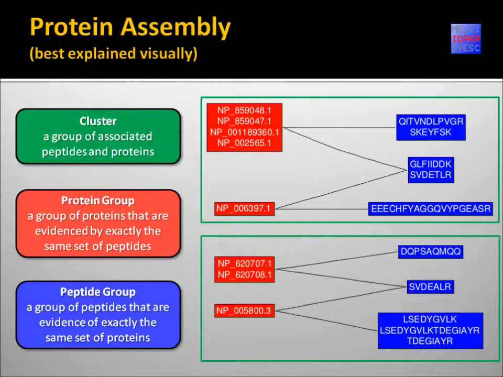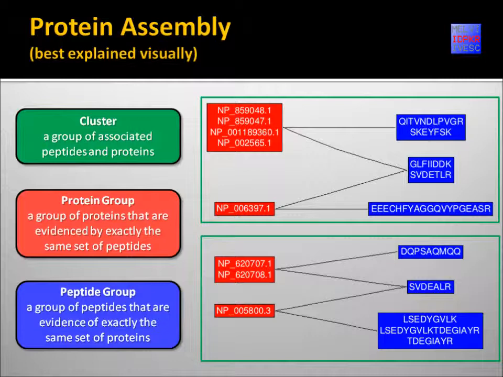My favorite part, protein assembly. IDPicker has an easily comprehensible approach to this difficult task. The different results of the assembly process are color-coded here in this diagram, which is technically called a bipartite graph. The proteins in the red boxes indicated by their accessions are grouped together as a protein group when they are evidenced by exactly the same set of peptides. So all of these proteins in the first group map to the first 4 peptides. The second group has an extra peptide, a unique peptide, which makes it a separate group.